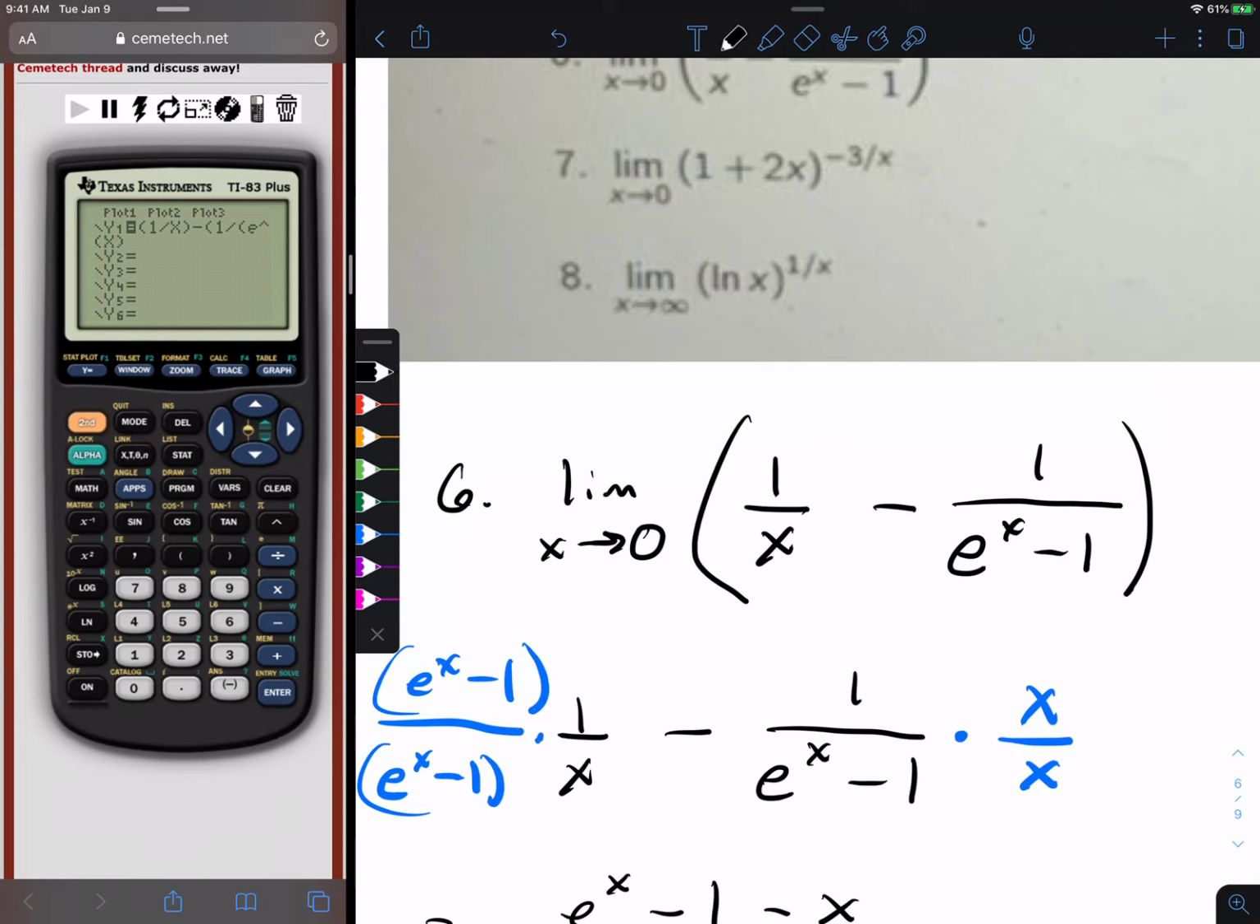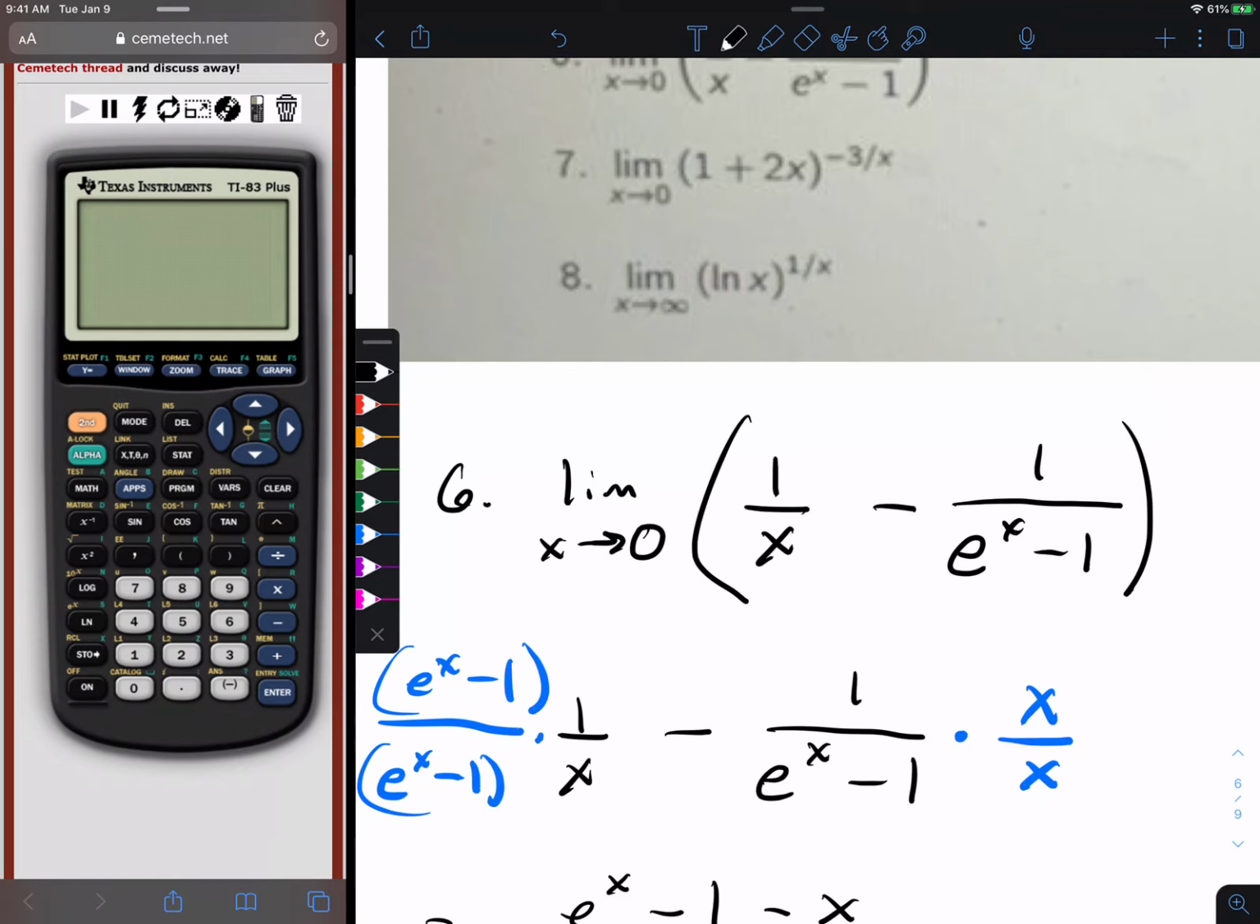Now this takes practice to be able to type this in properly. You have to know how to use the parentheses here. That closes off the denominator, and this should close off the second term. Okay. So now, if we try to plug in 0 directly, like if we try to evaluate the limit, we're going to get a dividing by 0 error, right?